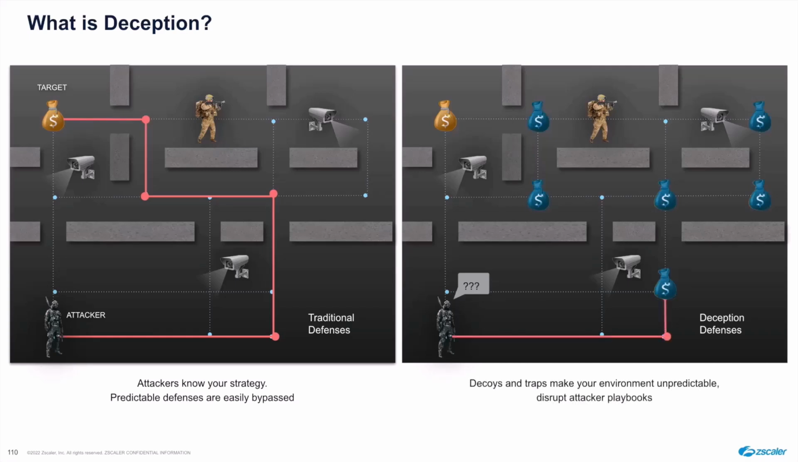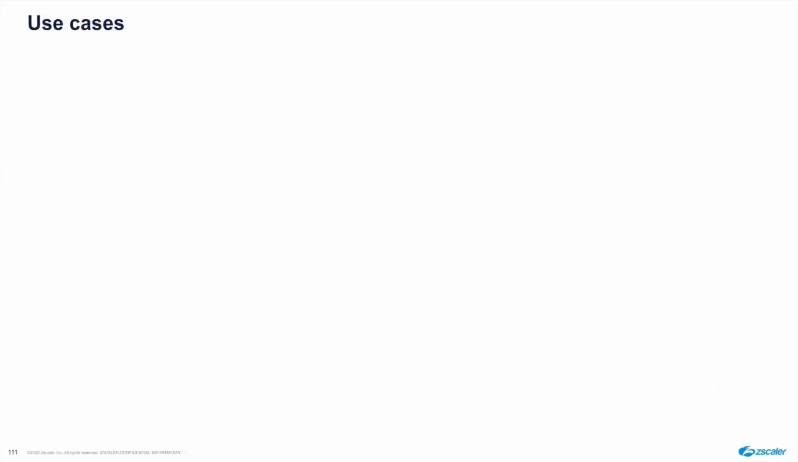So if there's one takeaway here, it's that advanced attackers know your strategy. They understand what defenses you might have and will easily bypass them. On the other hand, decoys make your environment unpredictable and hostile to the bad guys. It disrupts their playbooks and detects them when other defenses fail. Now that we have a conceptual understanding of deception as a threat detection approach, let's take a look at some of the key use cases that we can help with.